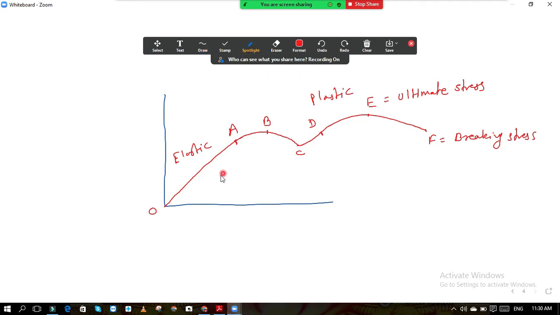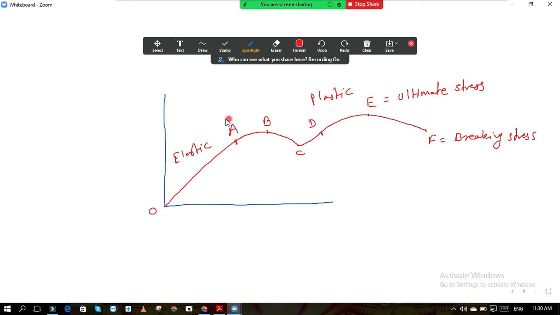So what does the working stress method say? Beyond point A, the material cannot carry the stress, it will fail. So we can give the stress to the material up to point A only. But what does the limit state method say about points B, C, D and E? You are simply wasting the material, you are not fully utilizing the strength of the material. So according to the limit state method, you can stress the material up to point E.